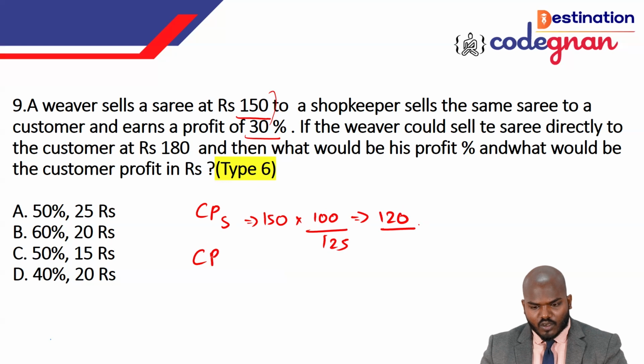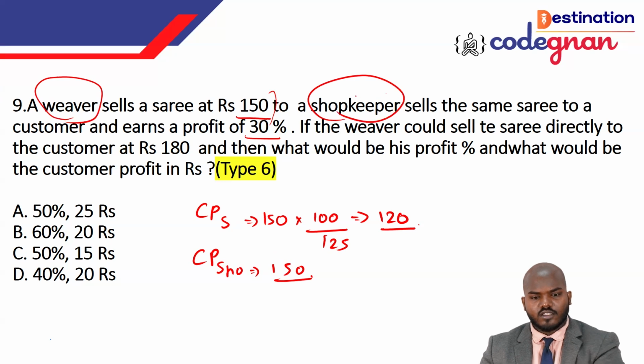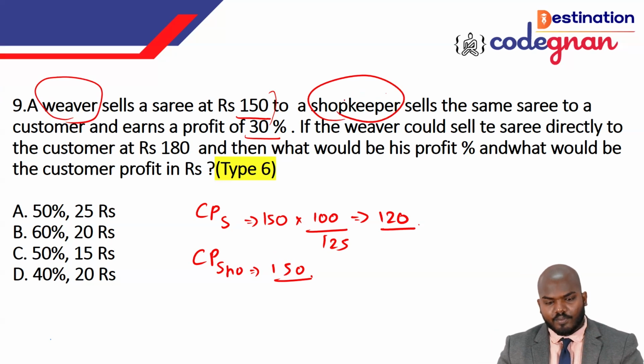The same is the cost price for the shopkeeper. So we can directly call it 150 here. This is how we can call it. So there are two different persons here, the weaver and the shopkeeper. The weaver is making the sari. The shopkeeper is selling the sari. That's what it is.